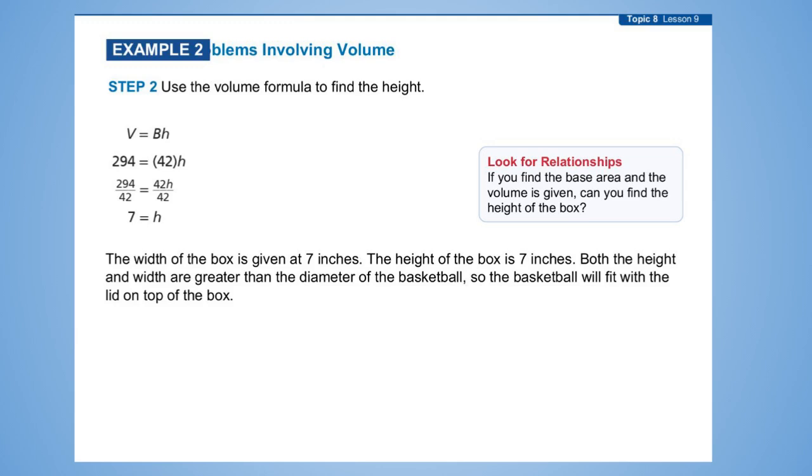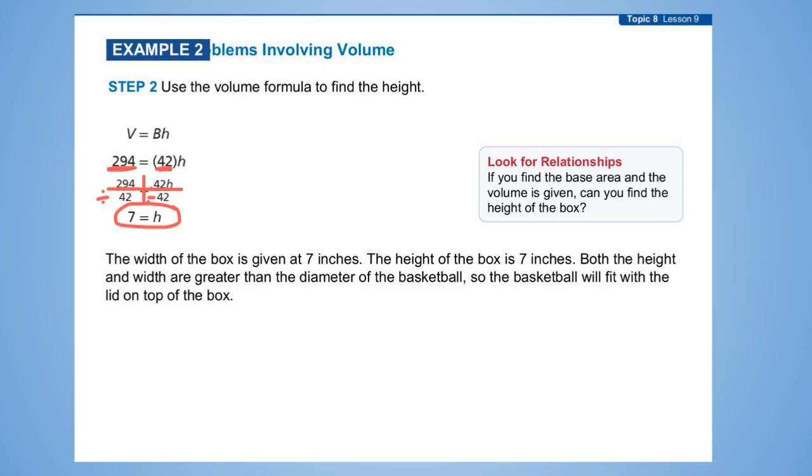So if I know the volume, 294, and I know the area of the base, I can use algebra to figure out how tall that box is. Because if it's not tall enough, the basketball is not going to fit. So what they did, let's see if I can write over the top of this. They divided both sides by 42, and we found the height of the box is 7. Now looking at the picture, the basketball is only 6 inches tall. The box is 7 inches tall. So we're good to get the basketball in the box.